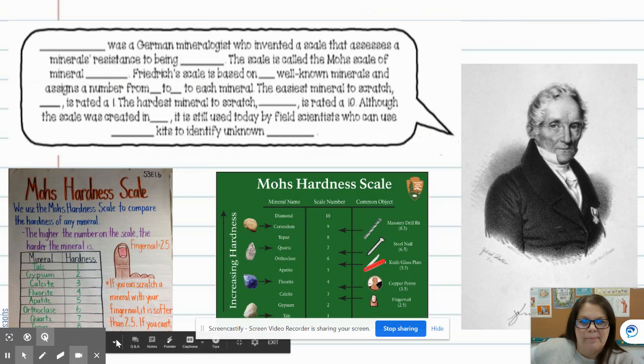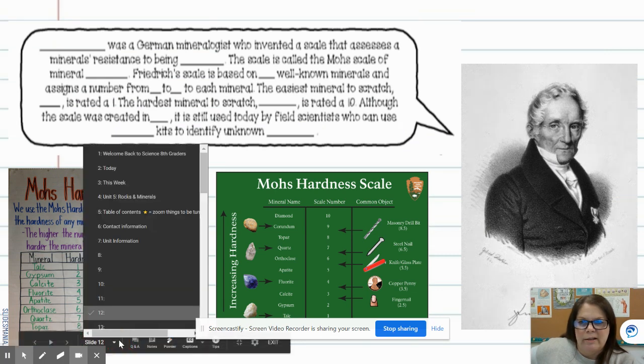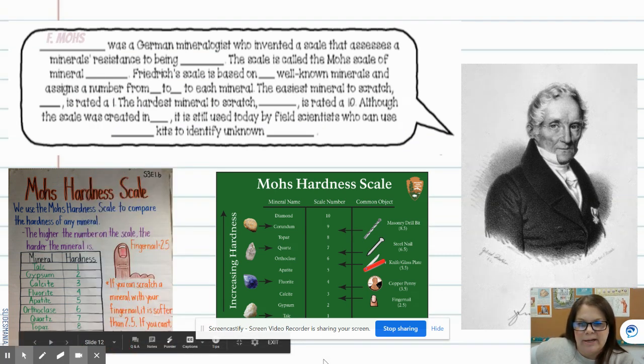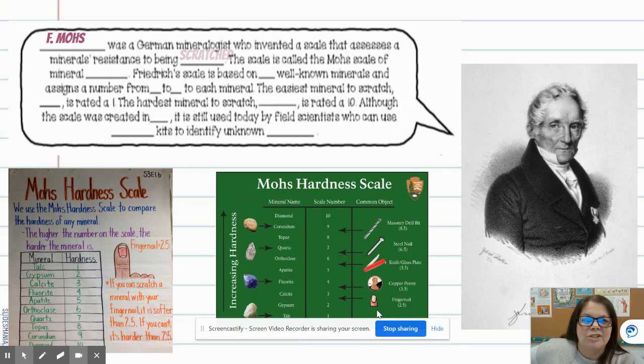Next, let's learn a little bit about the Mohs hardness scale. So here, oops, I don't know why it's doing that. Friedrich Mohs is pictured here. He's a German mineralogist who invented a scale that assesses a mineral's resistance to being scratched. This scale is called the Mohs scale of mineral hardness.